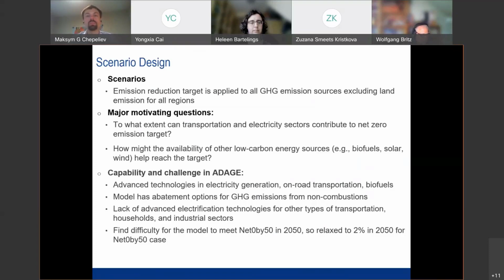The challenge in energy is that although it has advanced technology and abatement options for greenhouse gas, it lacks advanced electrification technologies for other types of transportation and household and other industry sectors. So we find that the model has difficulty meeting the net zero by 50 target in 2050. So we relaxed the last year's constraint to 2% instead of 0%.